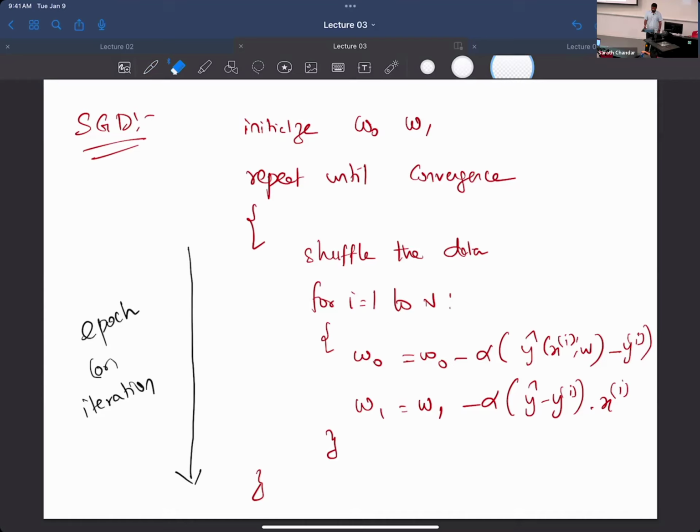Yes. So the repeat until convergence is to go through this epoch multiple times. Within each epoch, you are going through each example individually, computing the gradient and doing gradient descent, right? In a full batch gradient descent, there is no for loop here. The for loop is actually in the computation of the gradient, right? So you go through all the examples to make one step. But here, you're making one step per example. Is that clear?